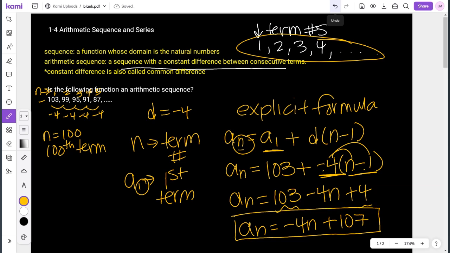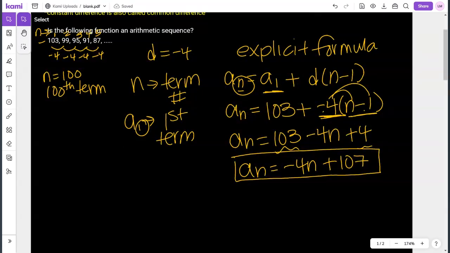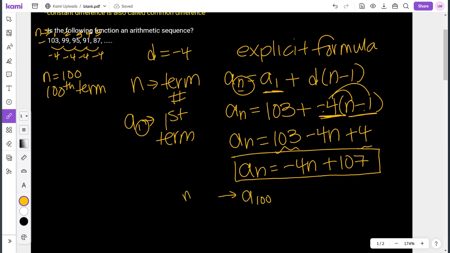I plug in 100 for n, I multiply it by -4, I add 107, and I have the 100th term. I could find any term that you're asking me to find without having to make a long list. So a sub 100 would look like this. This side is just notation, or you're just telling everyone what you're doing. We won't do anything with this side. So a sub 100 tells me I'm finding the 100th term.